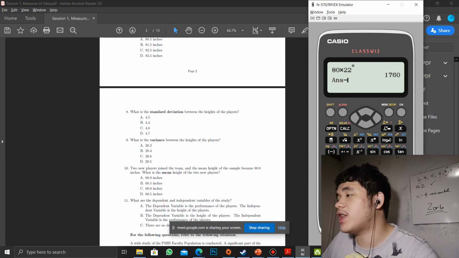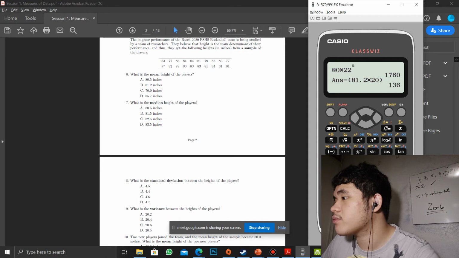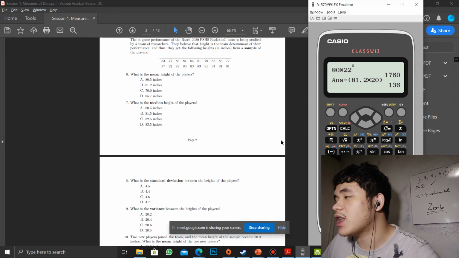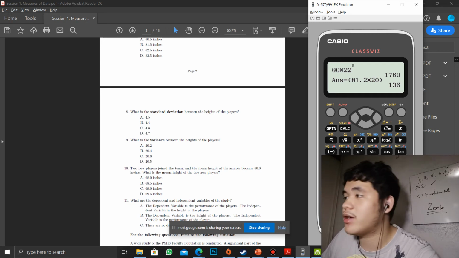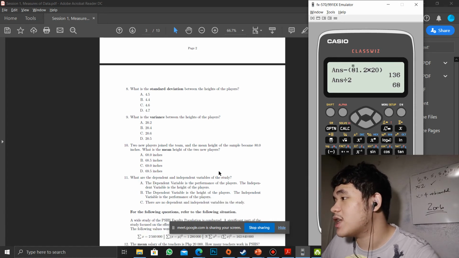1,760. Kaya lang, bawasan natin yung sum nung mga unang 20 players. Diba meron tayong nakuha mean height? 81.2 times 20. 136. Di ba? 136. Then, lastly, yan na, tapos na tayo. Ito yung sum ng two players. Sum of the heights of the two players. So, the mean is 136 divided by 2, 68 inches.